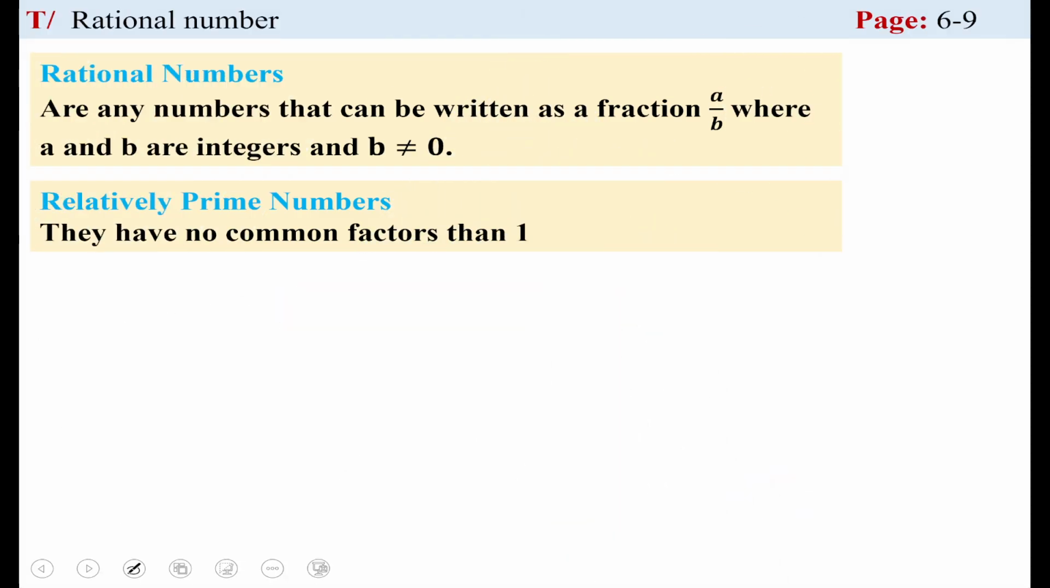Now this is the definition of the rational numbers. Rational numbers are any numbers that can be written as a fraction in the form a over b, where a and b are integers and b is not equal to 0. For example, let's say 0.2. We know it's not a fraction, but can we write 0.2 in this form, a over b? If we can change it to a over b, we are going to say it is a rational number. Okay.